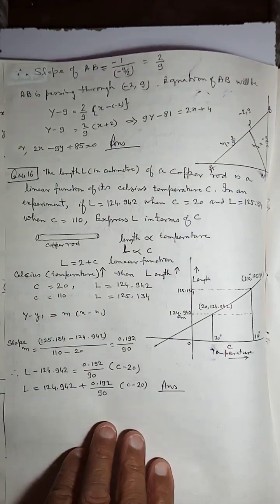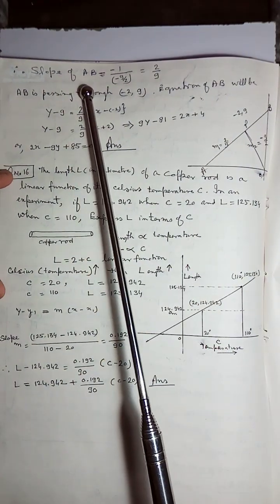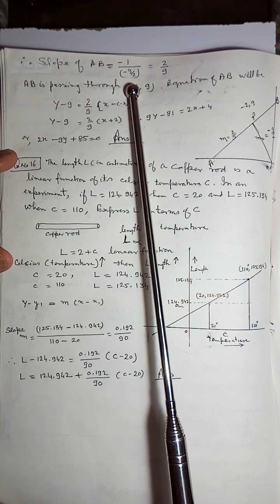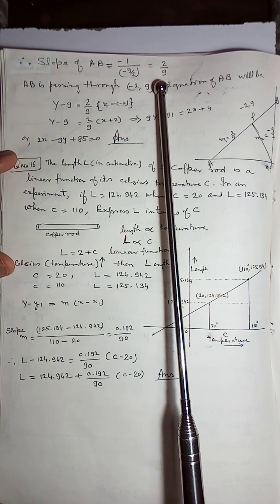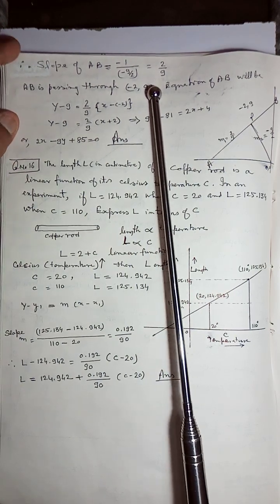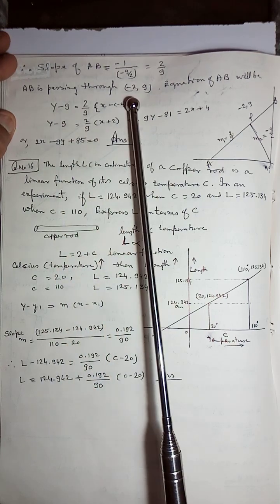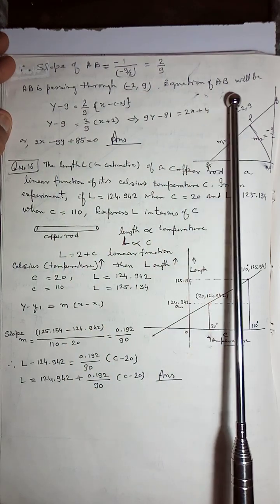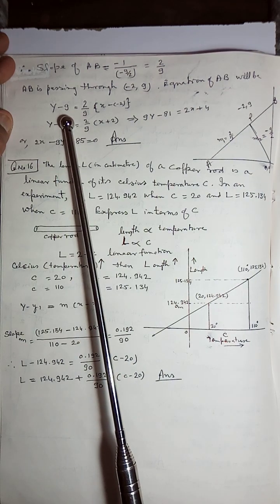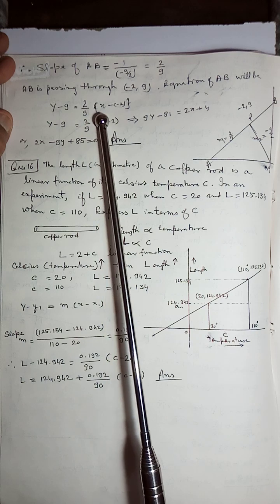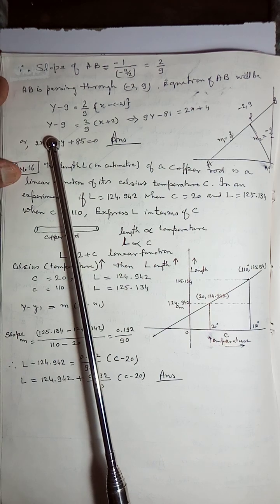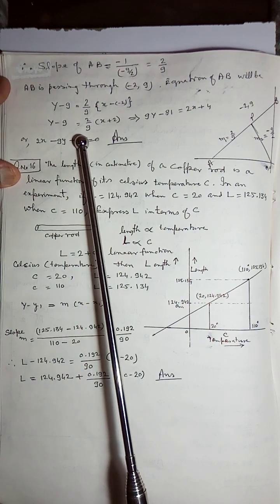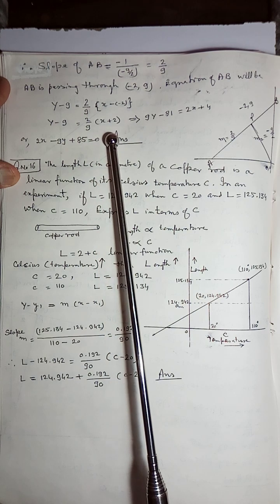Now find out the slope of the line perpendicular to it, that means the slope of AB. Slope of AB will be equal to the negative reciprocal, that is minus 1 upon minus 9 by 2, which becomes 2 by 9. AB is passing through minus 2 and 9. So the equation of AB will be y minus 9 equal to 2 by 9 in bracket x minus minus 2.